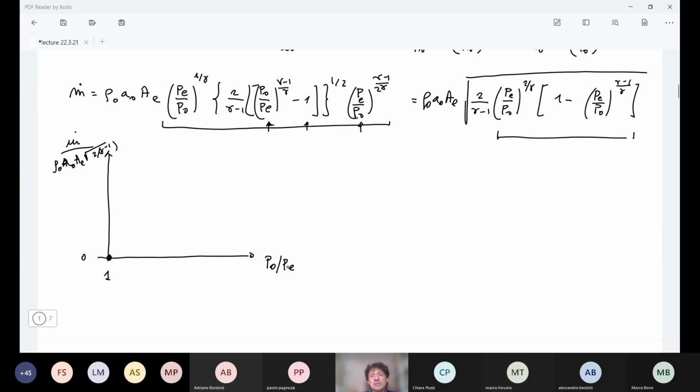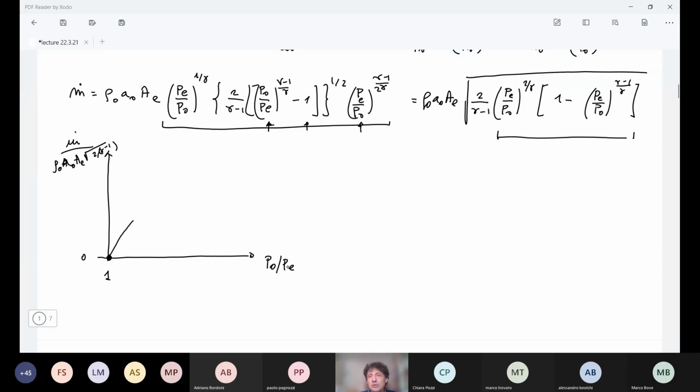If we go increasing this value, that means we decrease the value of ambient pressure so that we have a flow from the reservoir towards the ambient. That is what we are interested in, of course. We see that if you plot this expression, we are going to increase this mass flow rate.